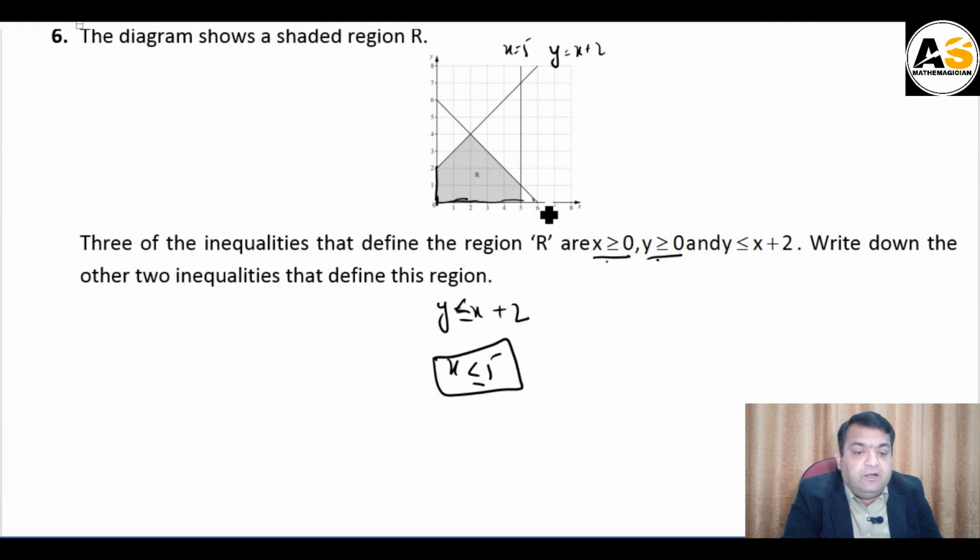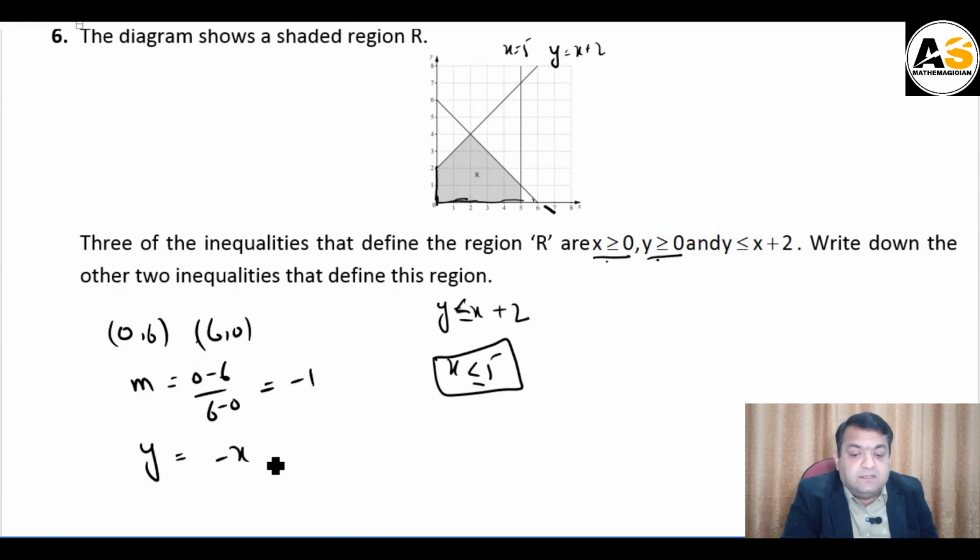We actually need to find only this inequality. It passes through (0, 6) and (6, 0). So its gradient m is equal to (y2 minus y1) over (x2 minus x1), which is minus 1, and its y-intercept is 6. This equation is y is equal to minus x plus 6. This is the line represented by this equation.